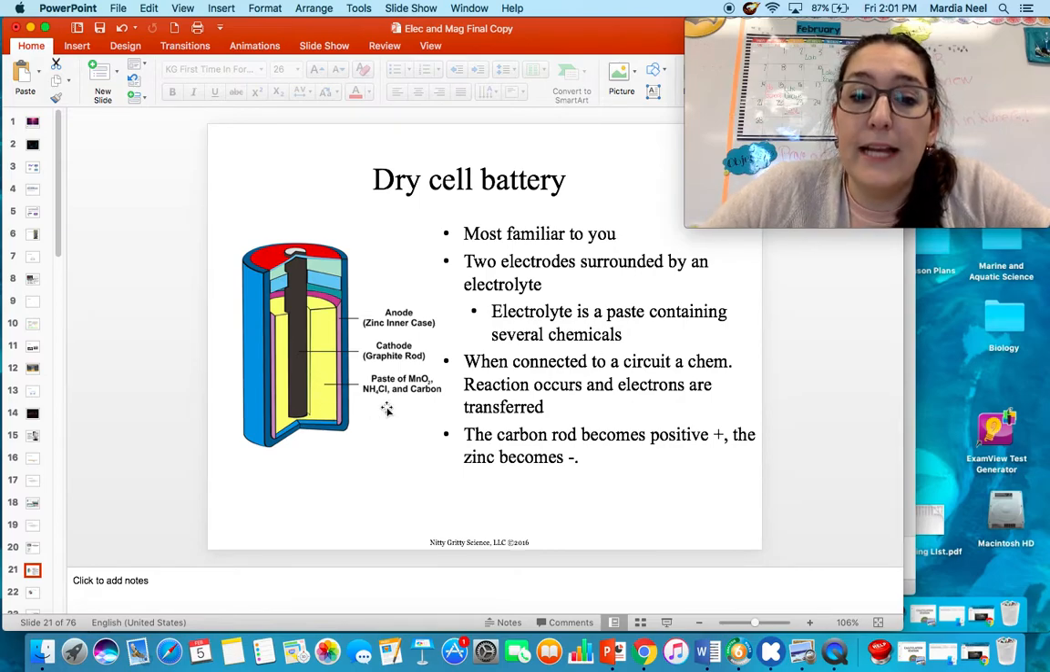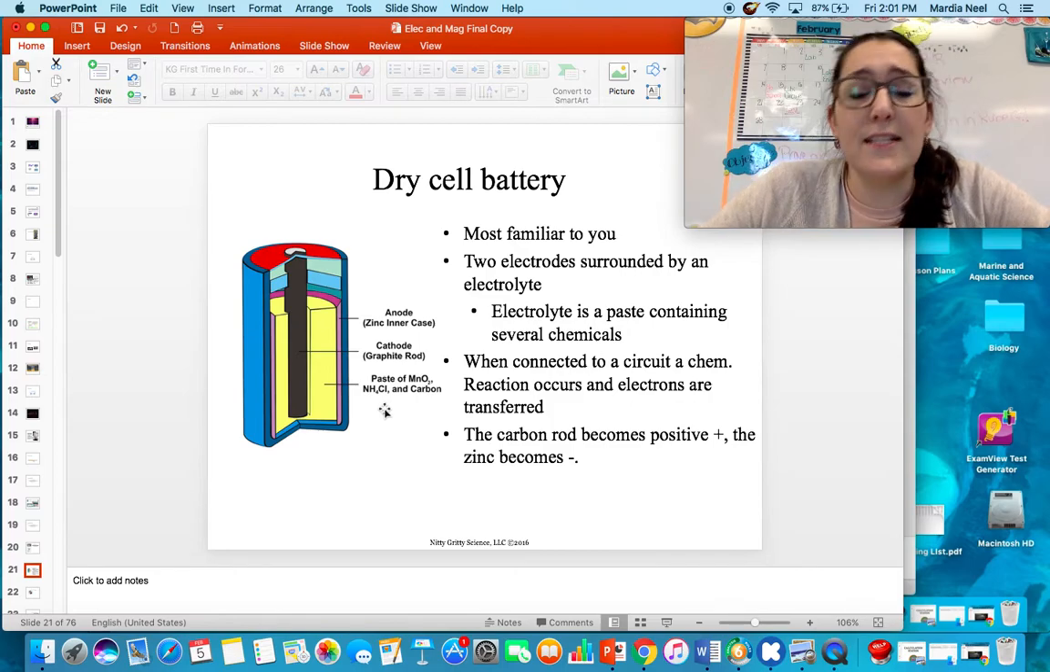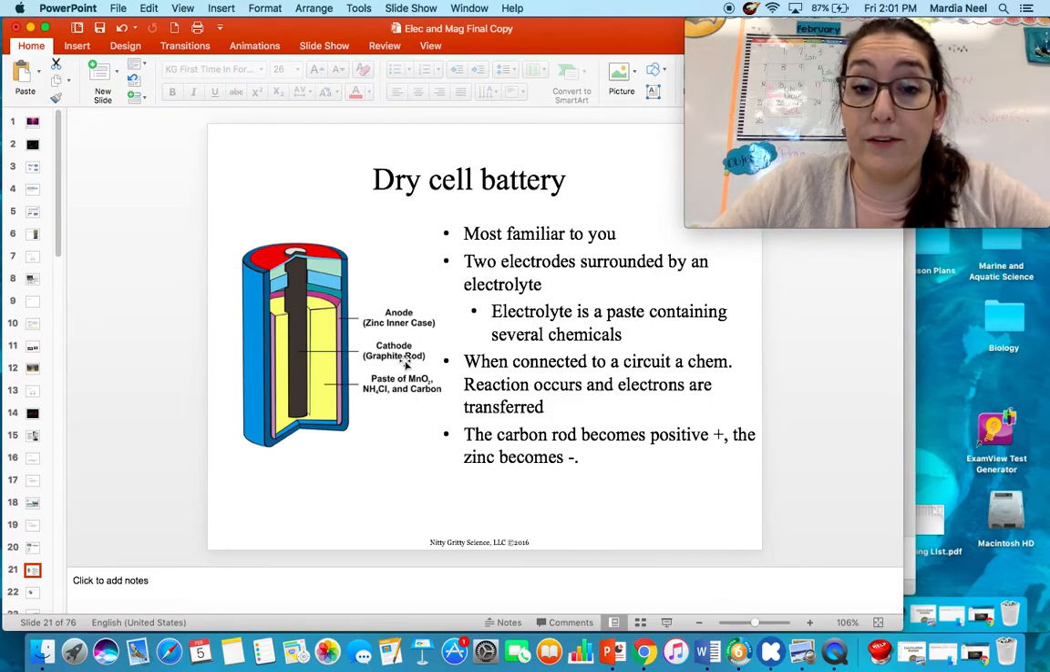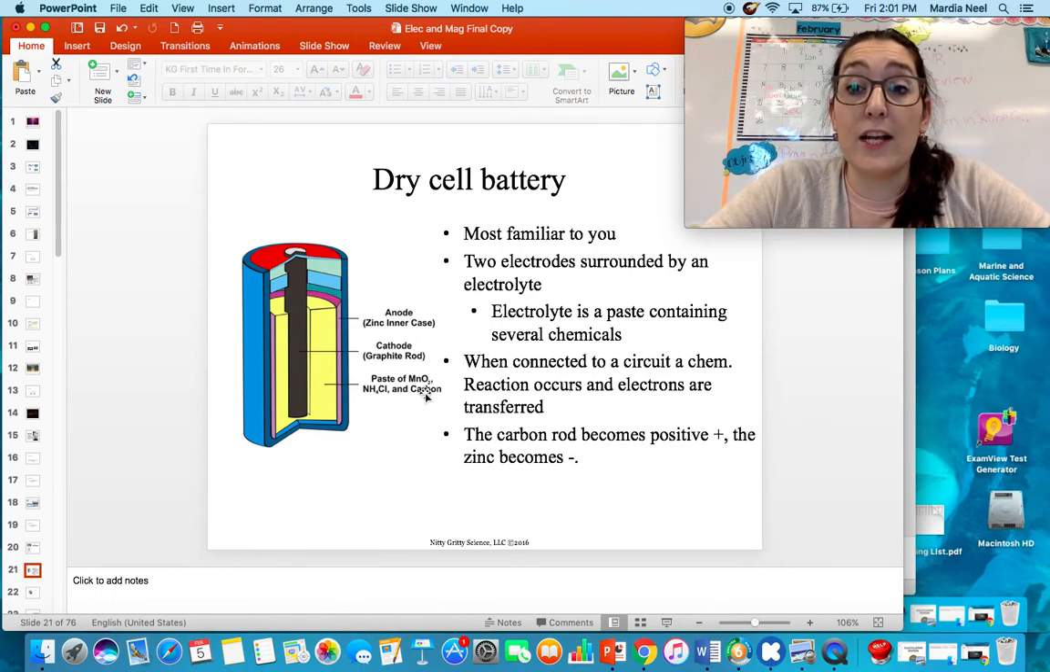Carbon, manganese, I would have to look that up. That's ammonium chloride. I'm sorry. There was a momentary brain fart there. That paste has all the chemicals in it. That chemical reaction is what's going to drive that concentration gradient.